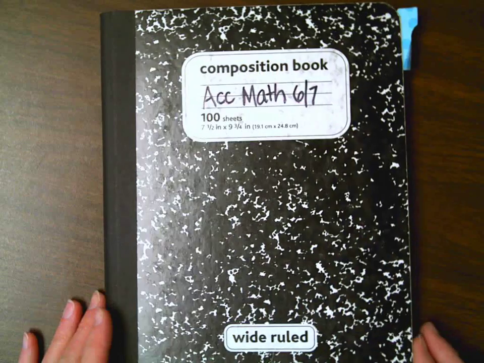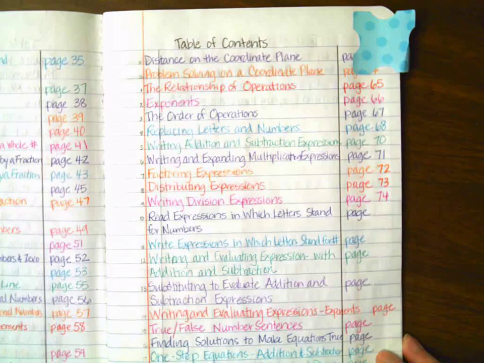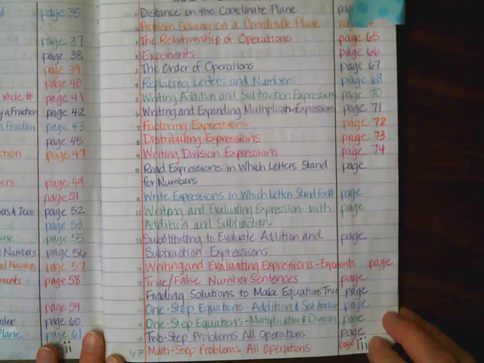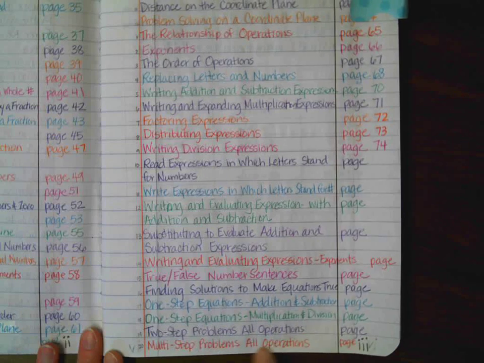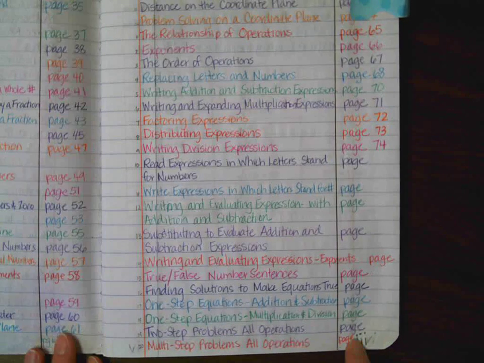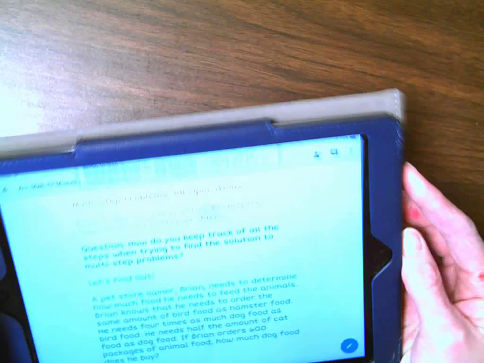We are working on Module 4, and this is going to be Lesson 20. Module 4, Lesson 20 is called Multi-Step Problems Using All Operations, and that's on whatever page you have in your comp book. So I'm going to turn to our iPad so that you can see the notes for today. And here is our iPad.